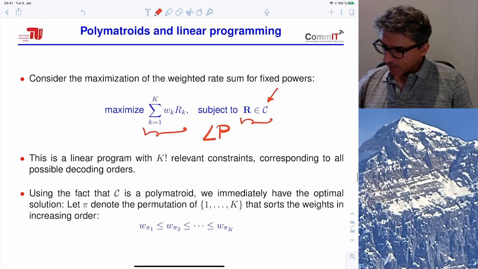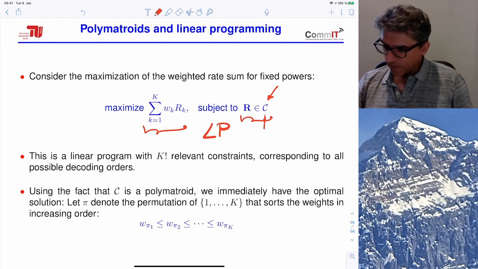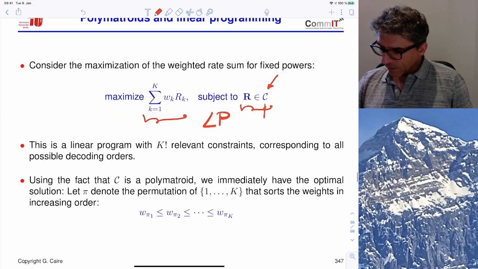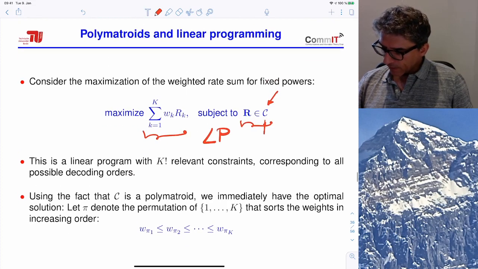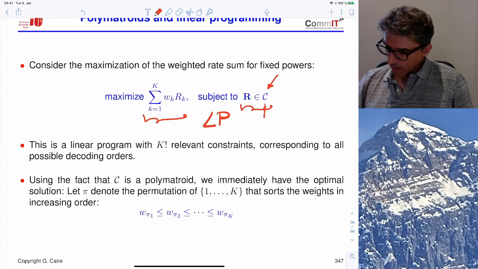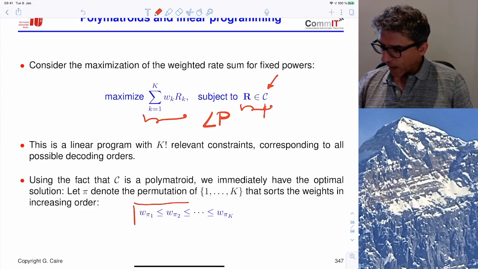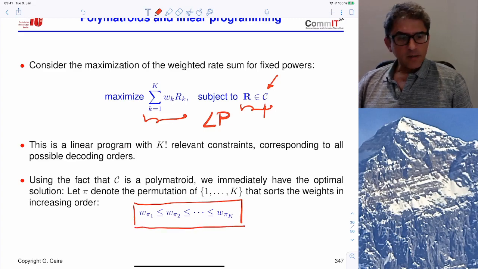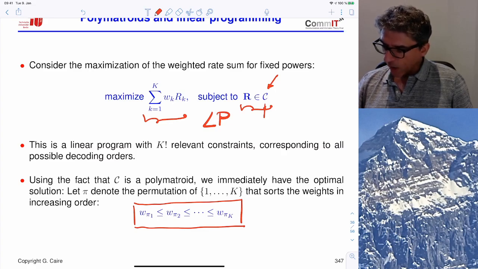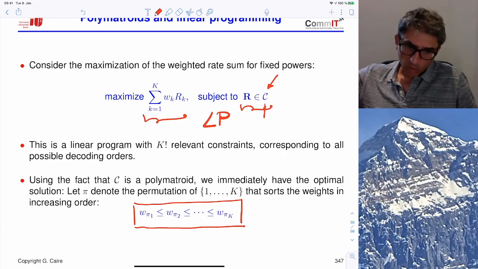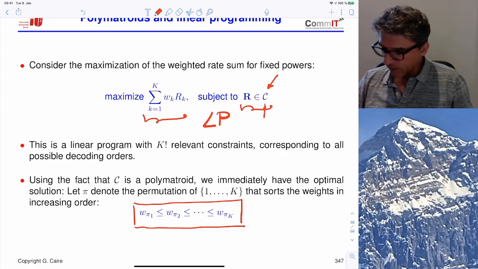So here is the main result. The solution of this problem, when we maximize over the rate for a fixed capacity region, is very easy. It is sufficient to take the permutation that sorts the weights in increasing order. So let pi be the permutation that sorts the weights in increasing order, or let's say non-decreasing order, because we have less or equal, less or equal.